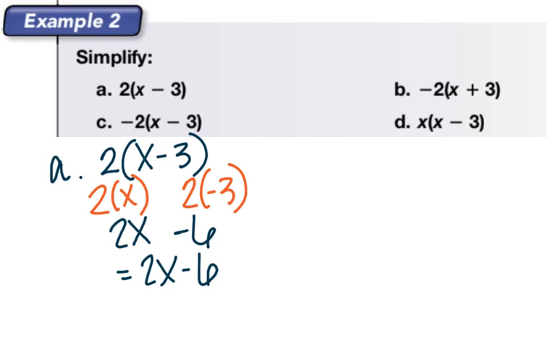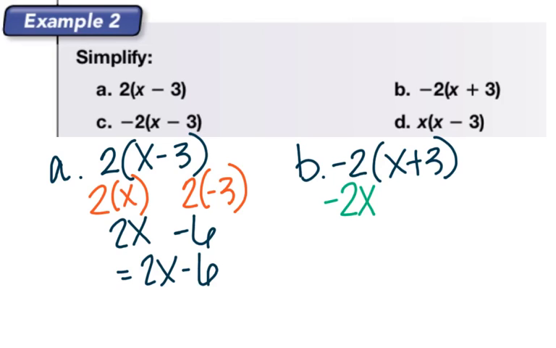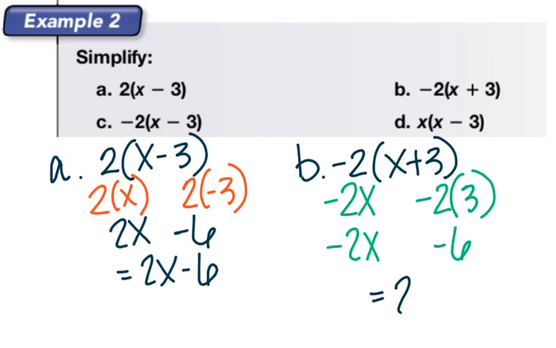Okay, so now let's look at problem B. Negative 2 times x plus 3. All right, we're taking our negative 2 and multiplying it by x, and we're taking our negative 2 and multiplying it by 3. Our negative 2 times x is negative 2x. Our negative 2 times 3 is a negative 6. And now all we have to do is combine this: negative 2x minus 6.